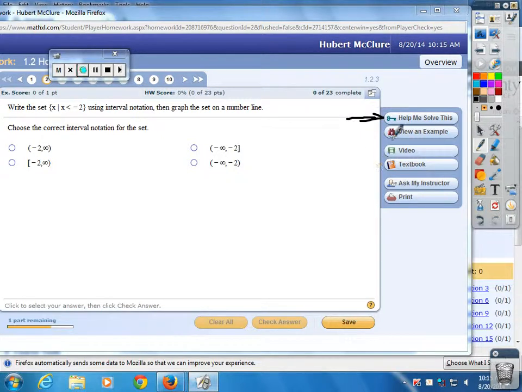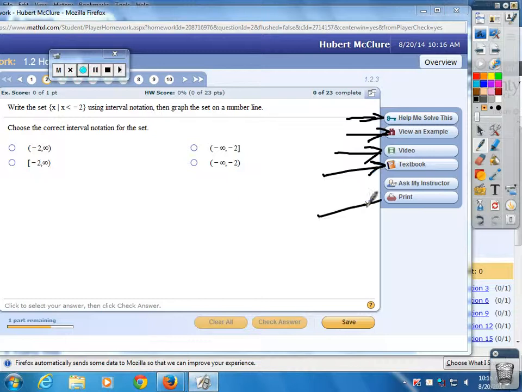That means it asks questions while you do the problem. The view an example, what is that? That's just a tutorial. Does it ask you questions? No. Video, what is a video? It shows you how to do it on a video. Textbook, that's for people that like to read. It takes you to the book and where the material is in the book.